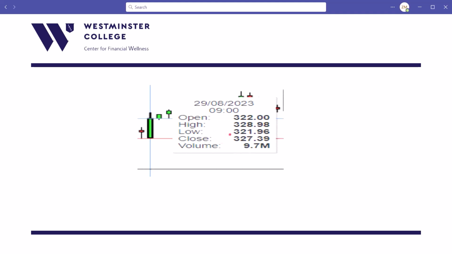The only thing here that might not be familiar to you is the volume. The volume is just simply the amount of shares that were traded over that period of time. So for Microsoft during this 5-hour period on August 29th, 2023, there were 9.7 million shares that were sold, and that 5-hour period started at 9 o'clock.